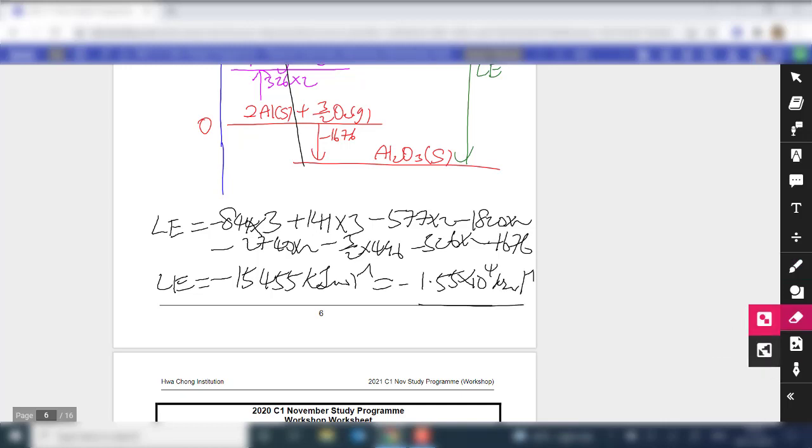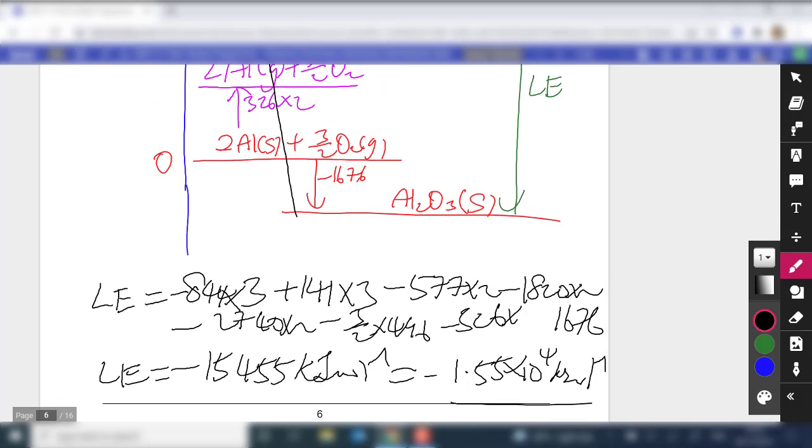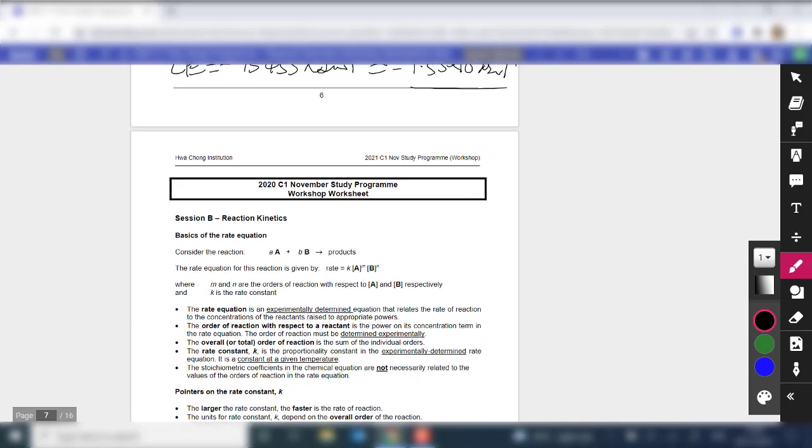Take note that I think my writing here is a bit messy, but I hope it didn't give you the wrong impression. So this is 326 times 2 minus 1676. Okay, with this, we have come to the end of the energetics revision for the November study program. Next we're going to move on to kinetics.